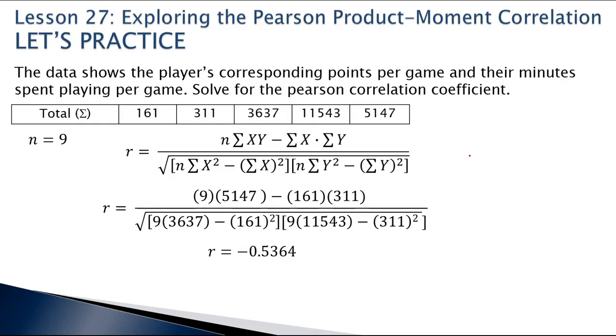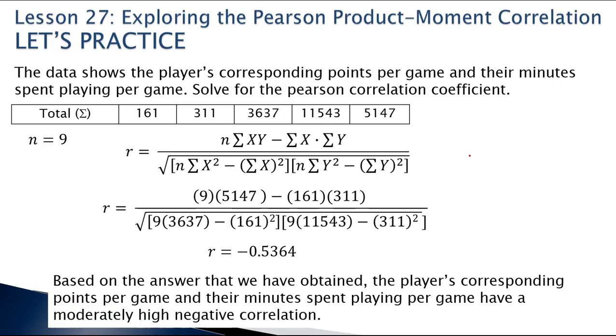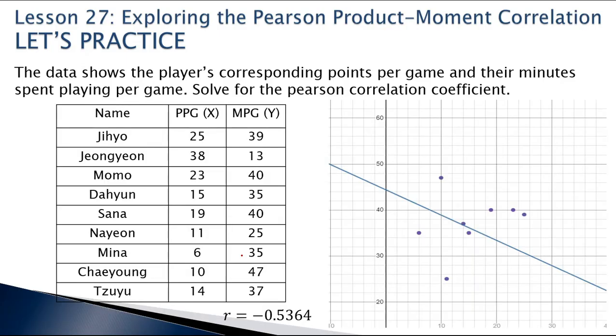So, ano yung negative 0.5364? Based on the answer we have obtained, the players' corresponding points per game and their minutes spent playing per game have a moderately high negative correlation. Kanina moderately high positive, ngayon naman moderately high negative. Bakit negative? Kasi negative yung symbol ng correlation. Okay? So, paano yan, sir? To visualize that, eto siya. Ito yung mga points na to, ito yung data nila. So, ito yung trend line.